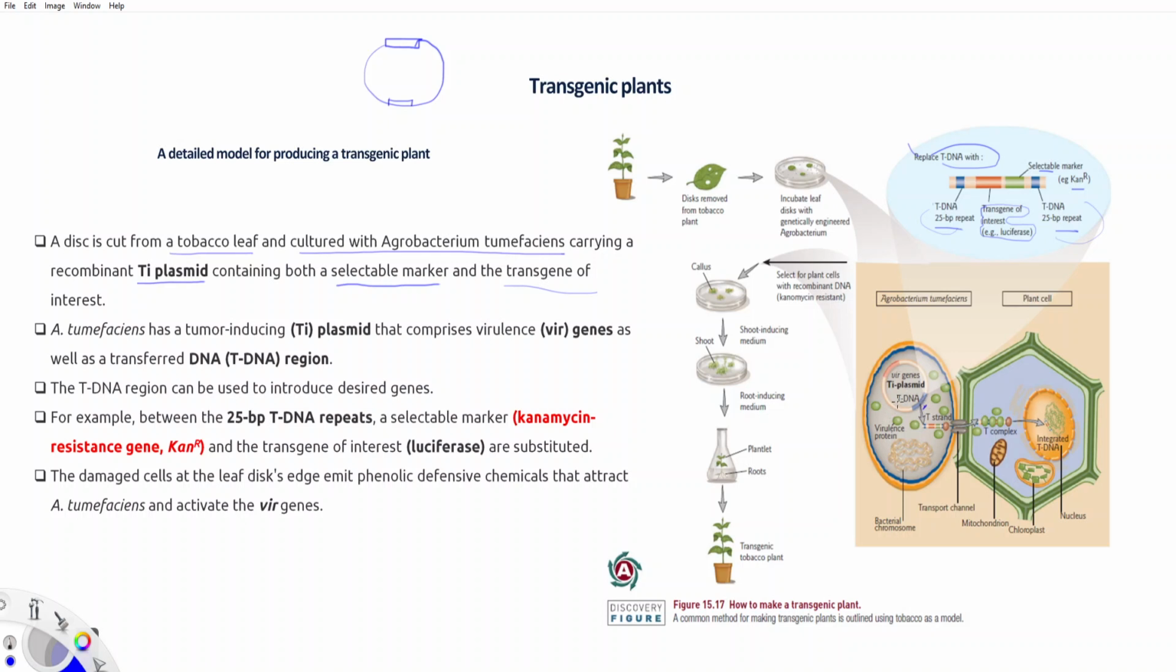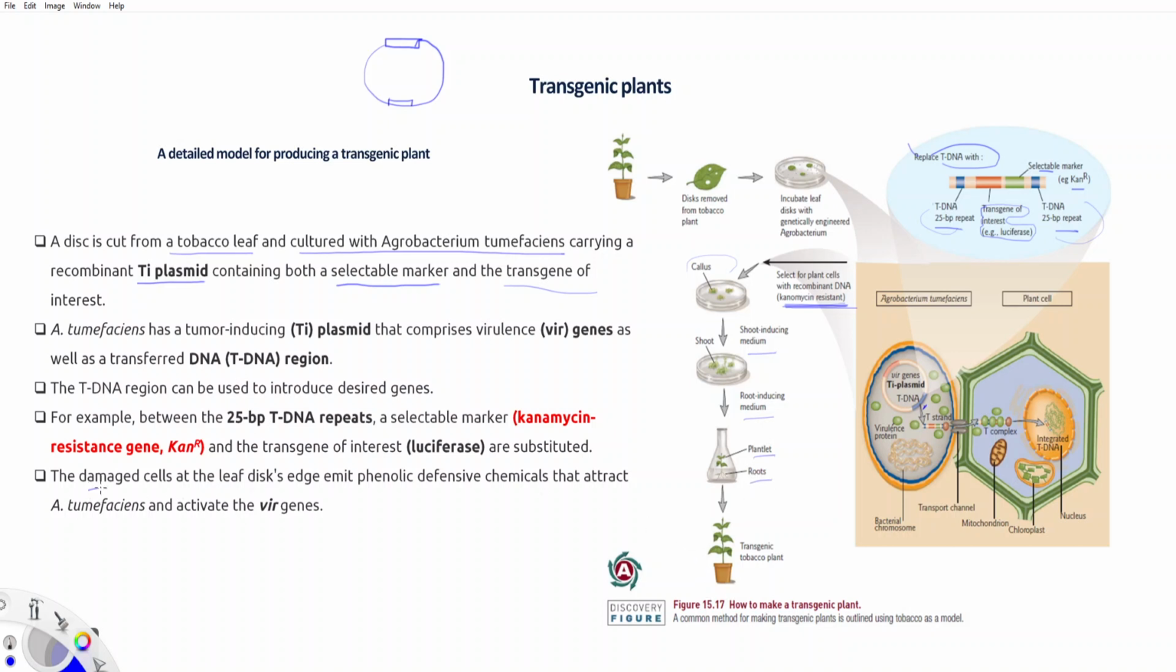Now, once you have it at this point, you select for plant cells that have actually taken up the recombinant plasmid that are going to be kanamycin resistant, and you grow them in a media containing kanamycin. Once you've grown them that way, the plants that are going to survive are those that are going to form a callus. Then from a callus you have what? A shoot inducing medium. Then you have a root inducing medium. Then you're going to have a plantlet with your roots, and you move it there as well.